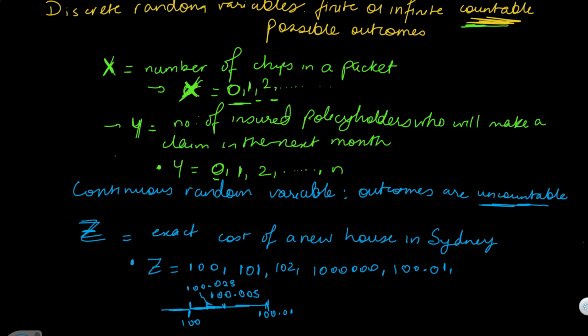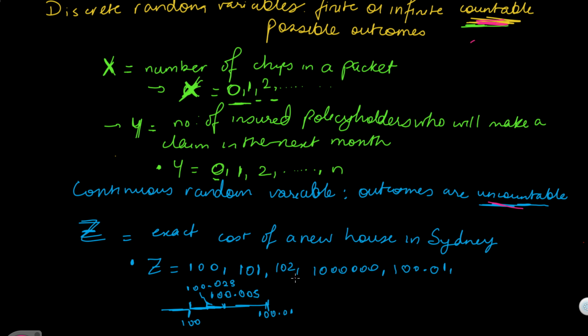That's essentially the difference between discrete and continuous. With discrete random variables, we can count all the possible outcomes that exist. But with a continuous random variable, the outcomes are uncountable, because we can't count what the exact cost of the house in Sydney would be on our fingertips. We can't count those possible values of Z on our fingertips.